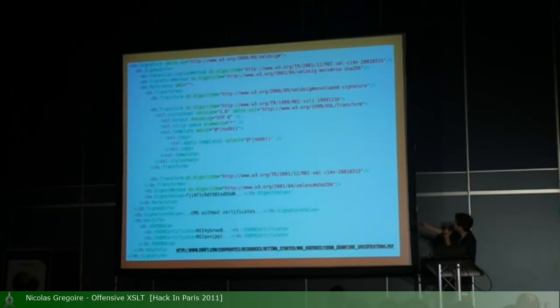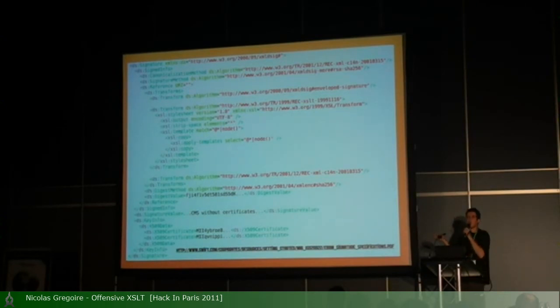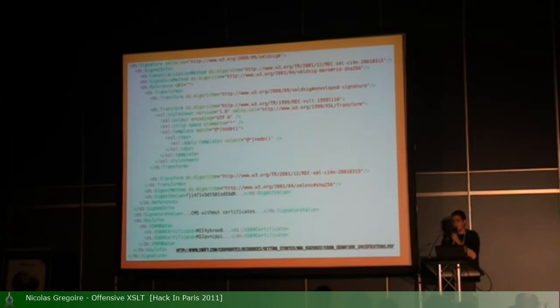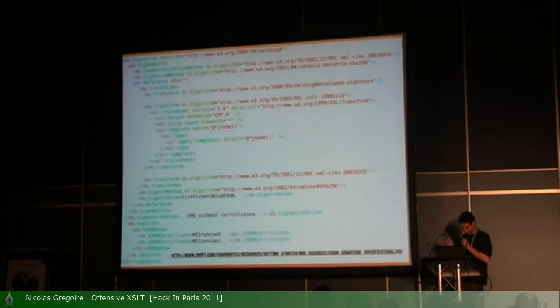So here you have an XML-DSIG file, including some XSLT. You only need to modify this file. Here you put your exploit code, and it should probably work on any Swift-compliant XML-DSIG gateway. I really don't know why they chose to support XSLT in XML-DSIG. Okay. So I need to go a little faster.